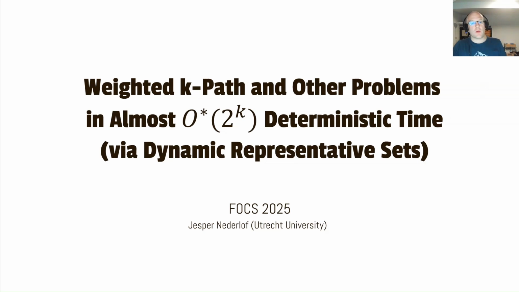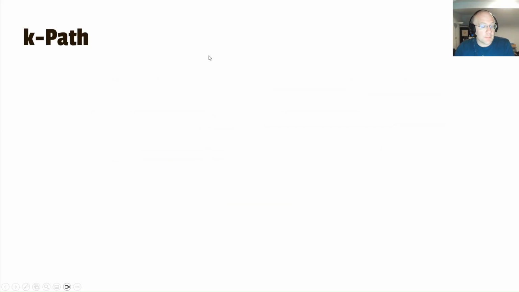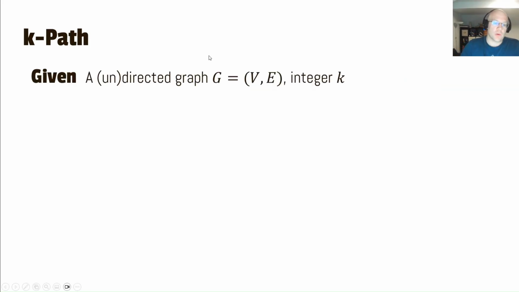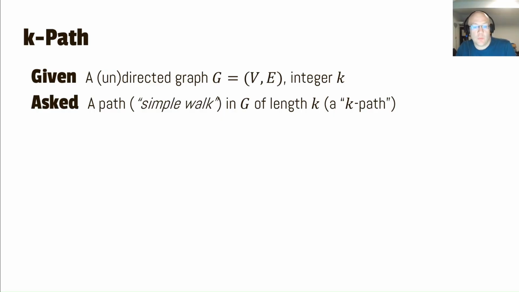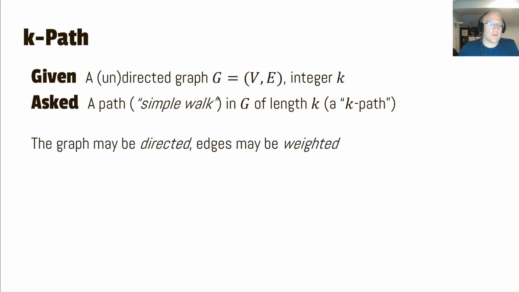This video is about my paper titled Weighted K-path and Other Problems in Almost O star 2 to the k deterministic time. In the K-path problem, one is given as input a graph G and an integer k, and the question is simply whether G has a path of length at least k, or equivalently a path of length exactly k. There are quite some variants of this problem.